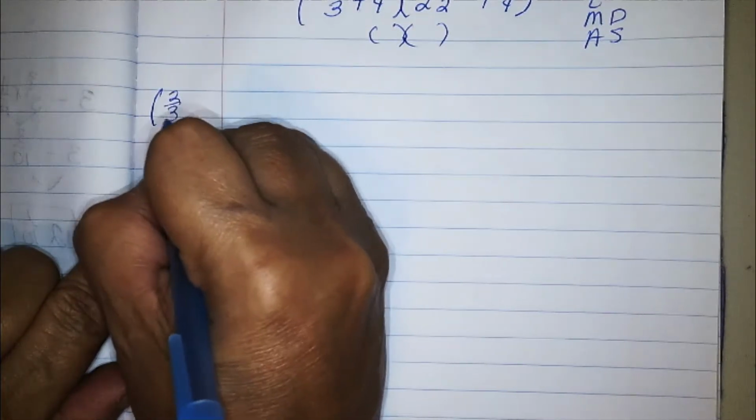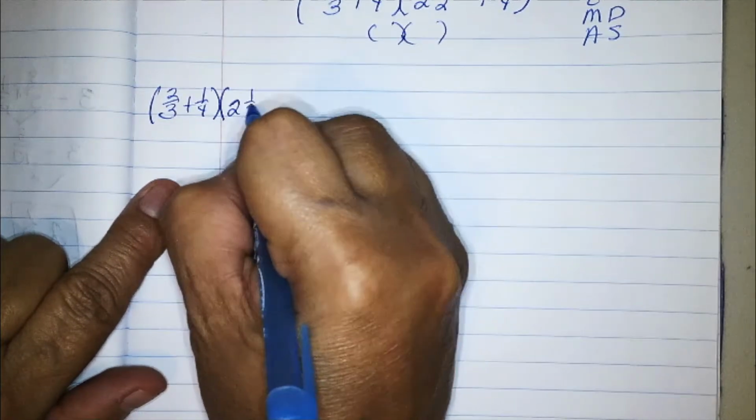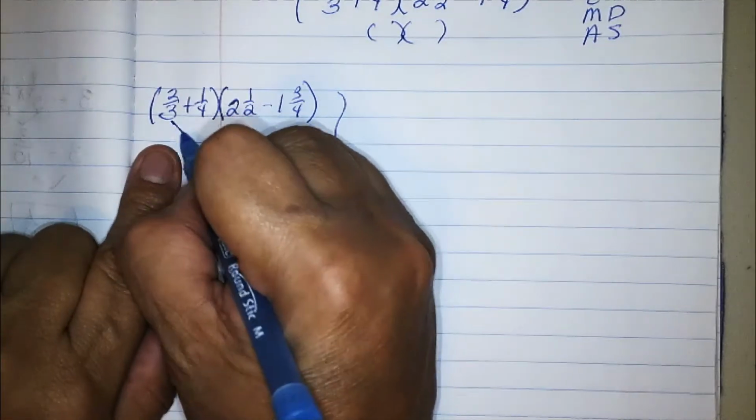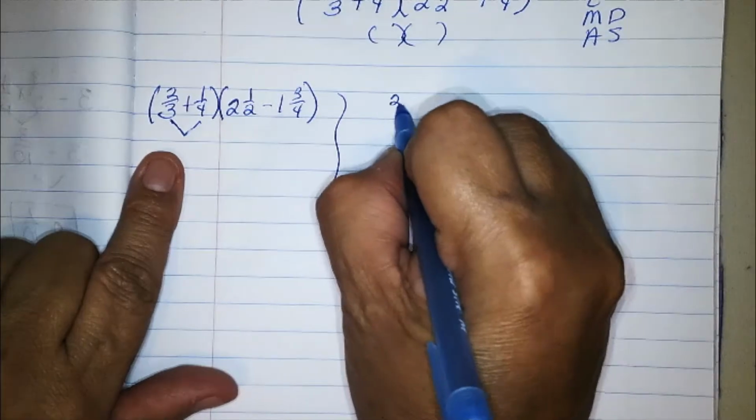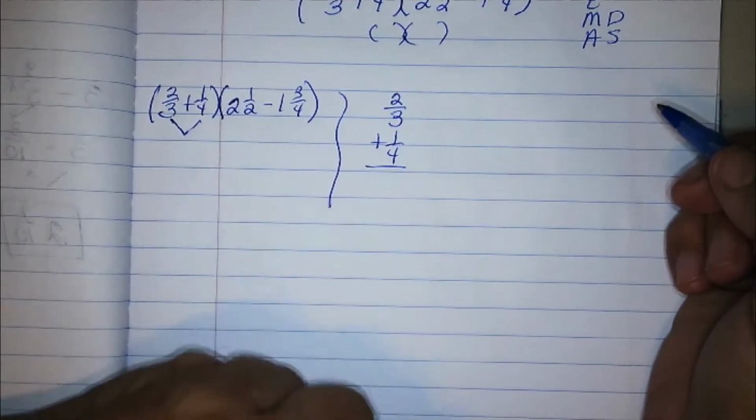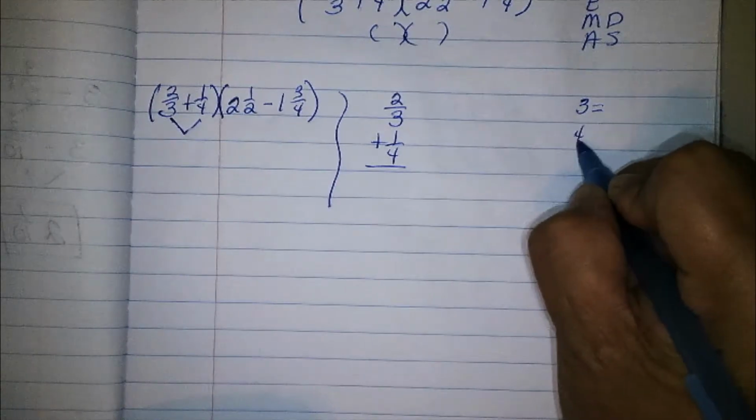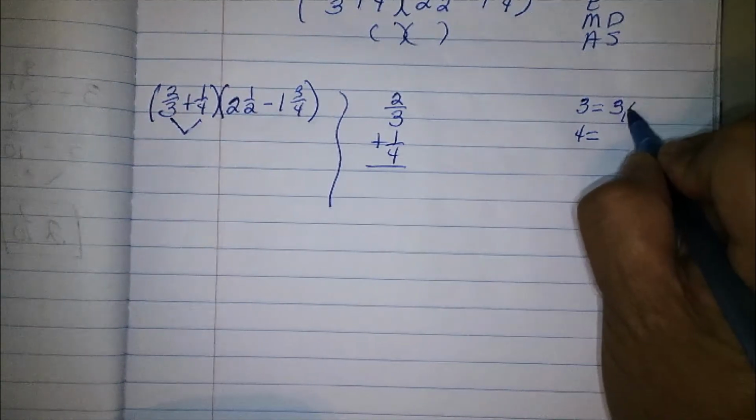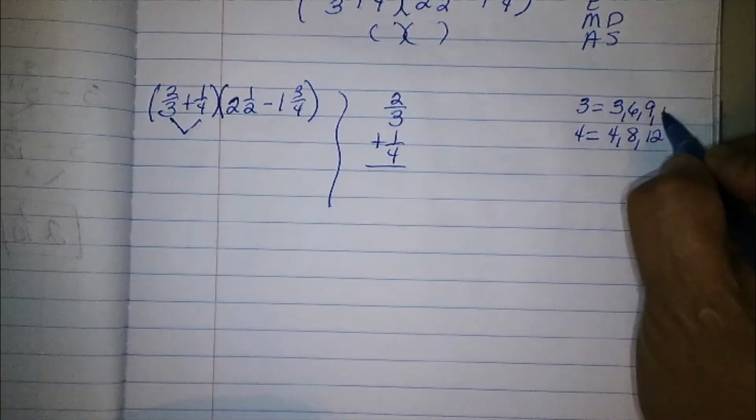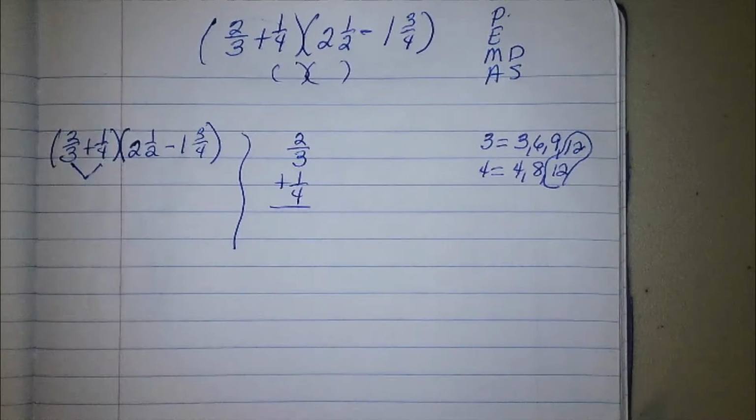So let's get started here. So we have 2/3 plus 1/4 times 2 1/2 minus 1 3/4. Okay, so we're going to begin with the parentheses on the left. So I have 2/3 plus 1/4. Before I can add any fractions, I must find a common denominator. So let's make a list of multiples of 3 and 4. 3, 6, 9, 4, 8, 12. I keep multiplying until they match. So my common denominator is 12.